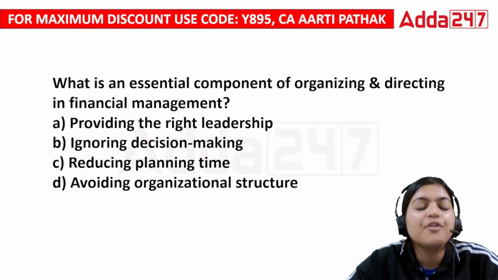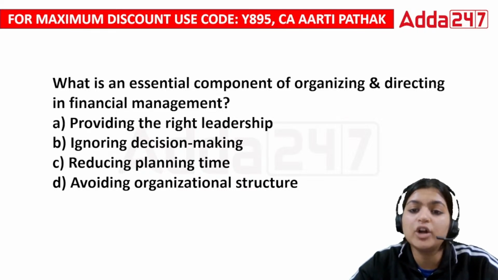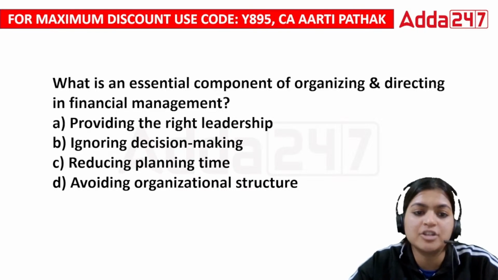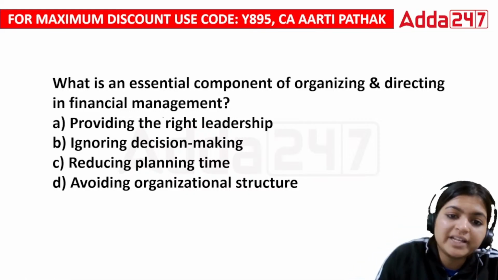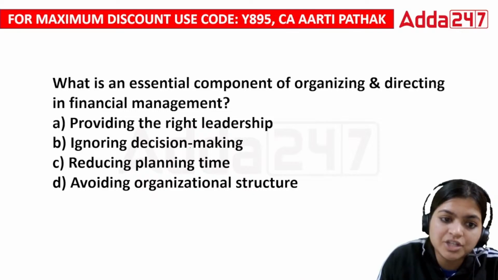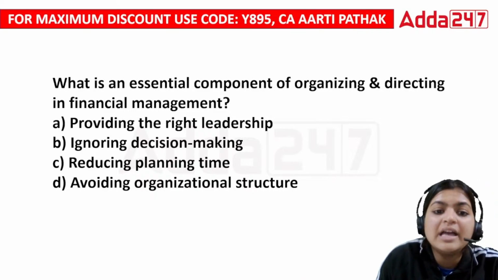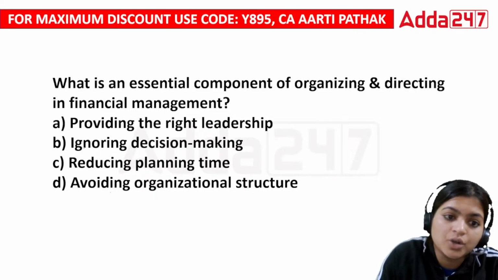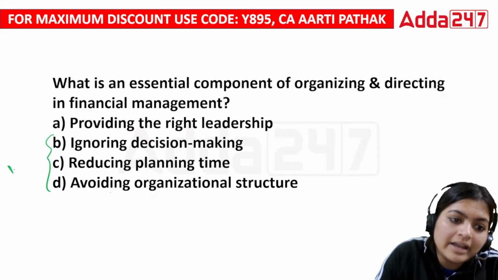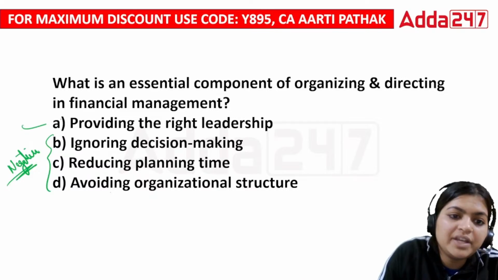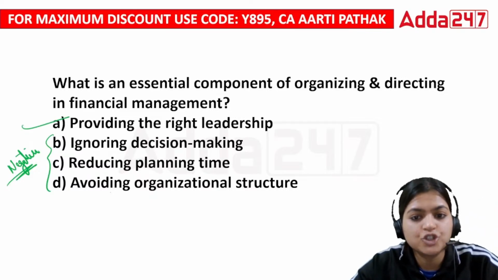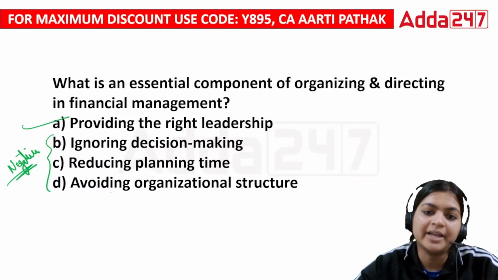Then next, what is an essential component of organizing and directing in financial management? Providing the right leadership, ignoring decision making, reducing planning time, avoiding organizational structure. All these three things are talking negative. When we are implementing something, we require right leadership. So the correct answer is answer A.